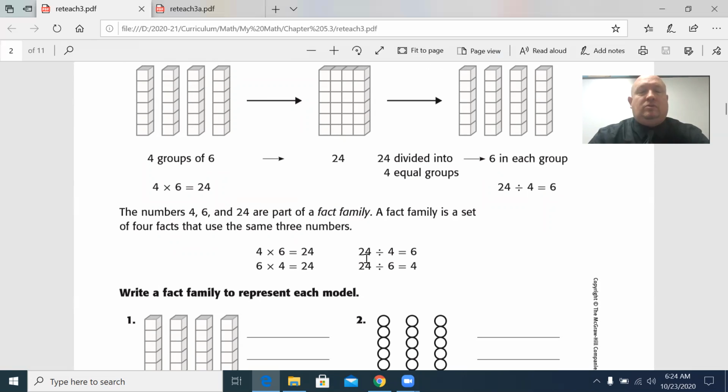I can now also take the whole and put it into groups. And as we saw up here, 24 divided by 4 is 6. That's still right here. But I can also switch the order here and go 24 divided by 6 equals 4. So these number families only include 4, 6, and 24. You notice that when multiplying, the largest number is always at the end. When dividing, the largest number is always at the beginning. And then we switch the order of the other 2 numbers. So hopefully that'll kind of help you out.